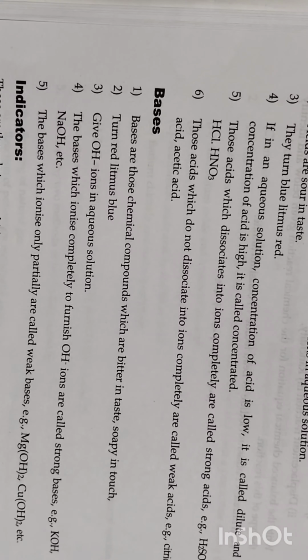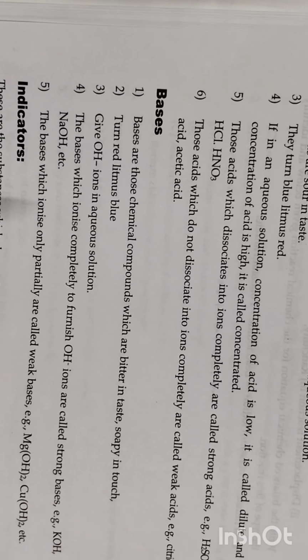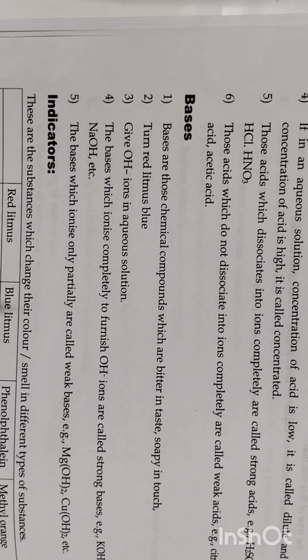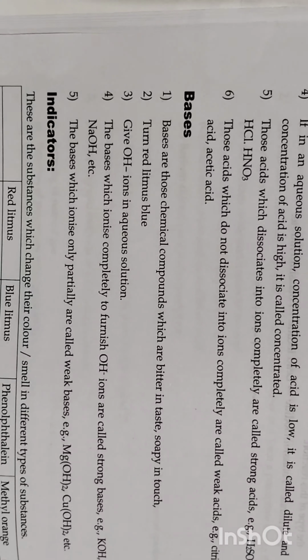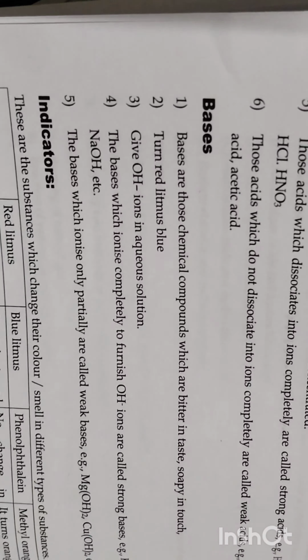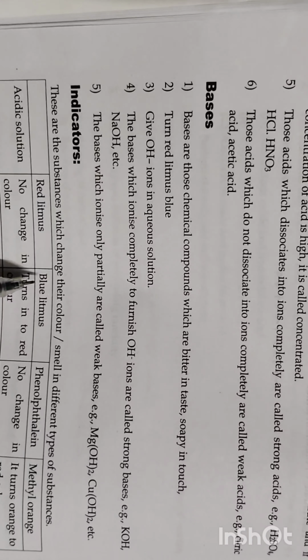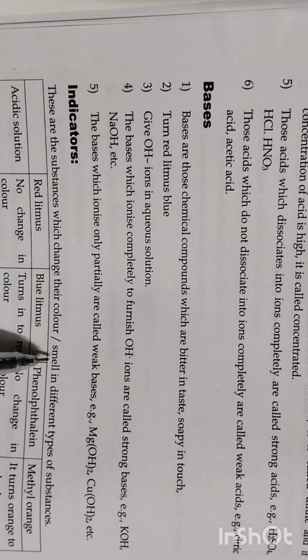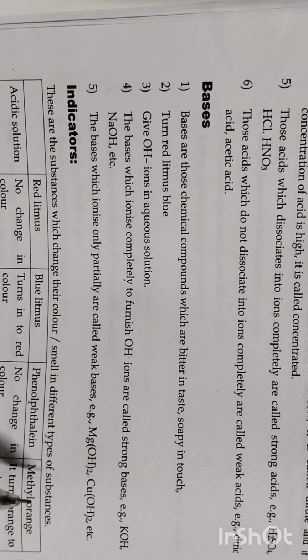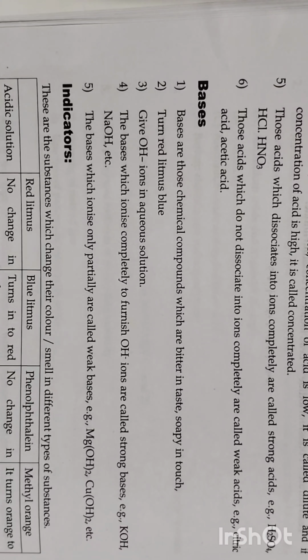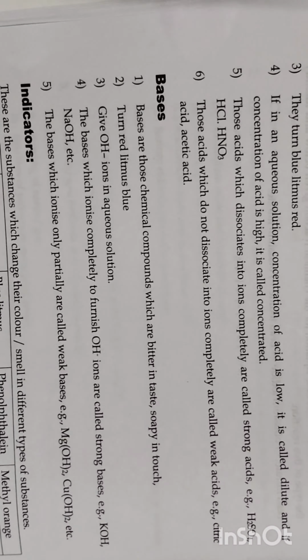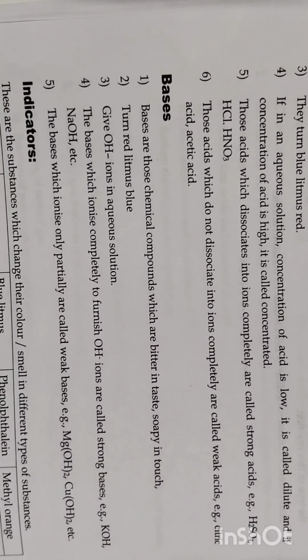Then the next concept in this chapter is very important, that is indicators. What are indicators? Indicators are those substances which change their color or smell in different types of substances. Let us see. First one is the acidic solution.